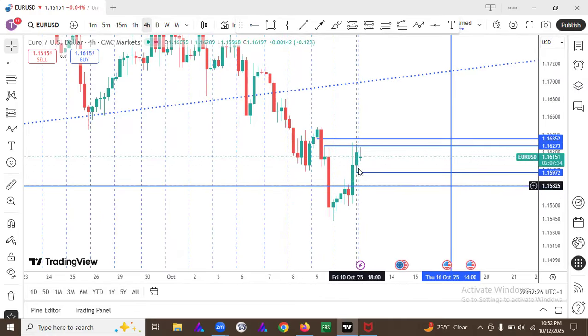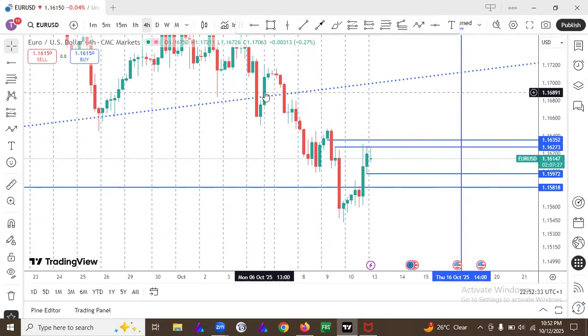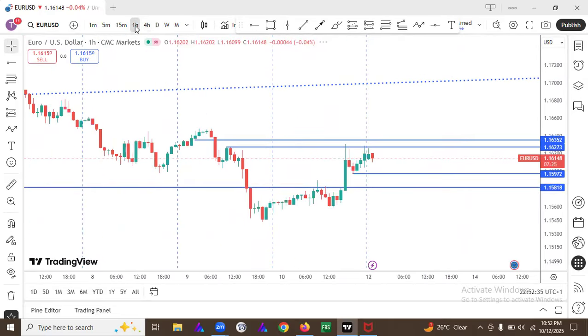Okay, so this fair value gap that's created here will be a very good area to look for your buys. This is where I'll be looking for my buys. Now let's go down to 1 hour and 15 minutes. There should be a shift in market structure on those time frames.